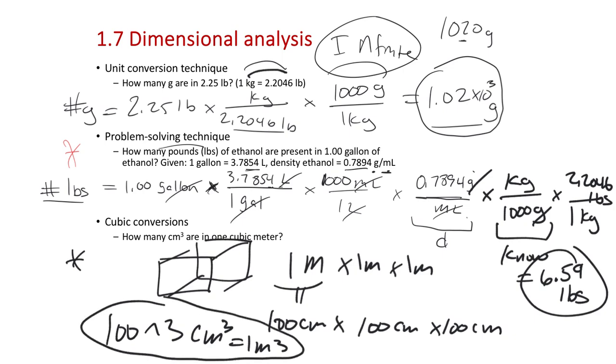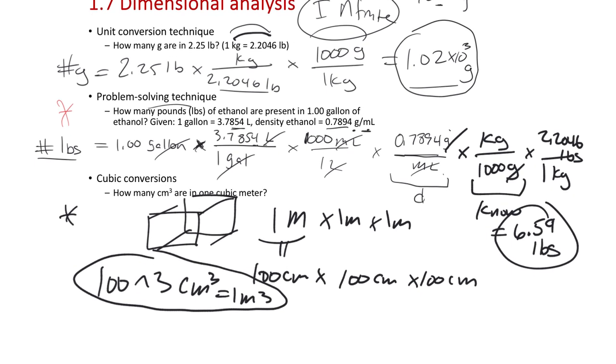Now, how do we use this conversion factor? Well, if we ever need to convert centimeters, 100 centimeters for 1 meter, and we need to cube the conversion, we have to cube the entire conversion factor. So 1 cubic meter is 100 cubed centimeters cubed.